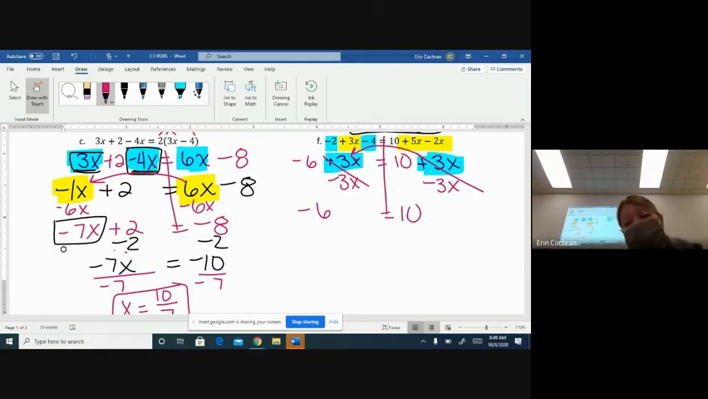She went ahead and added the 6 and got 0 equals 16. Does that equal? No. So we actually have these special cases. Go ahead and flip over your paper. That's what we're going to talk about.